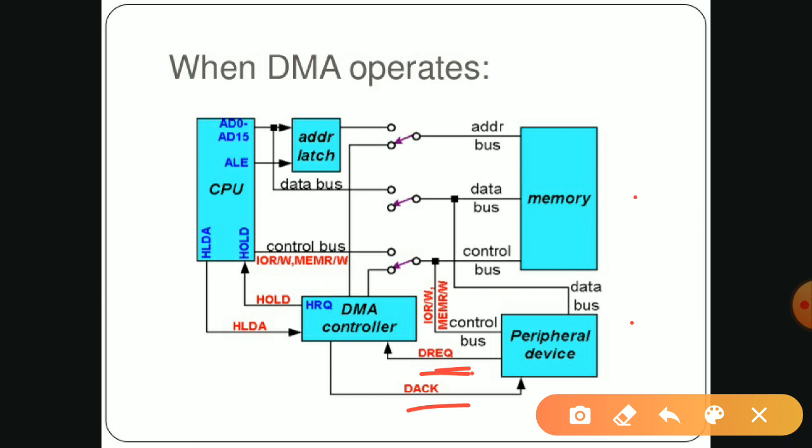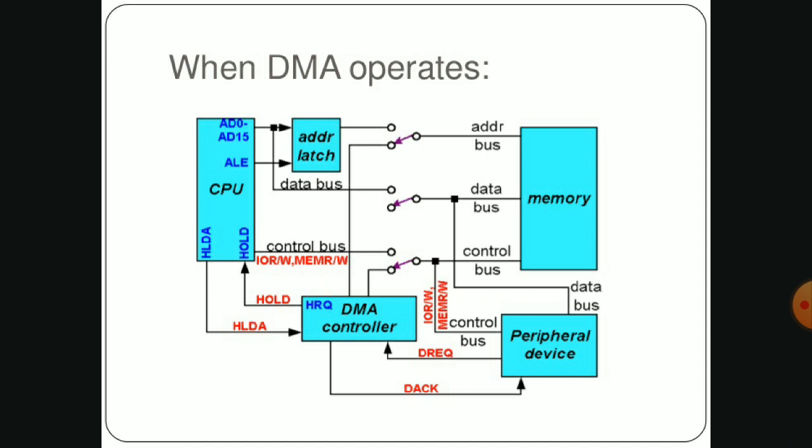Whenever it sends the DMA request signal to the DMA controller, the DMA controller can send another request signal, which is called HOLD. If the CPU is ready to provide its bus operations to the DMA controller, the CPU will give its response through the signal called HLDA. If HLDA is activated, the DMA controller will immediately send its response to the peripheral device through DACK. This is how the DMA controller interacts with the peripheral device.